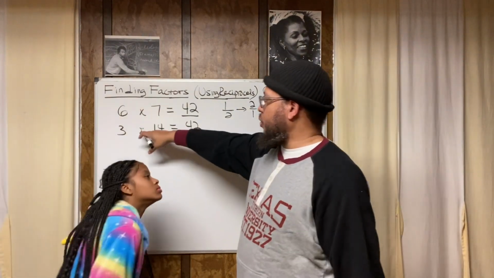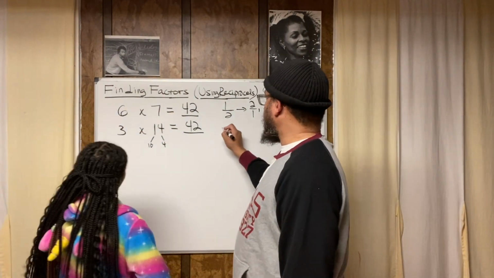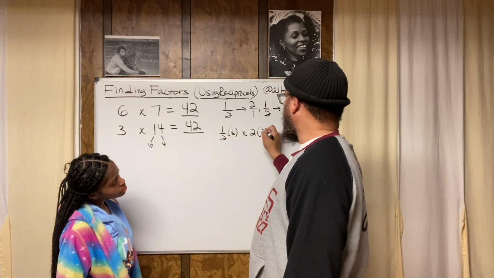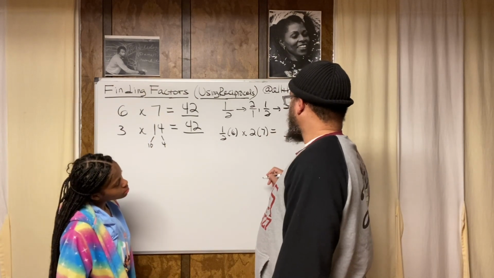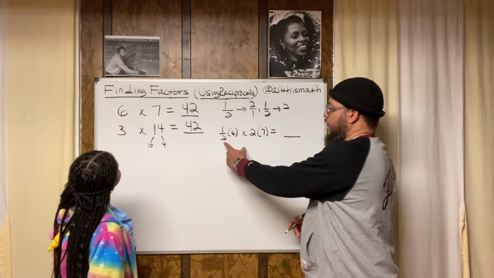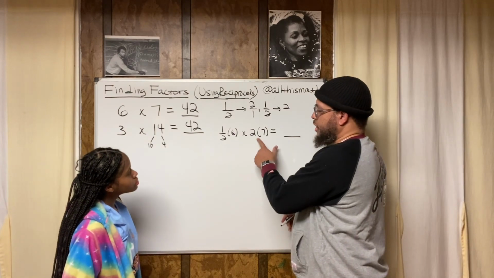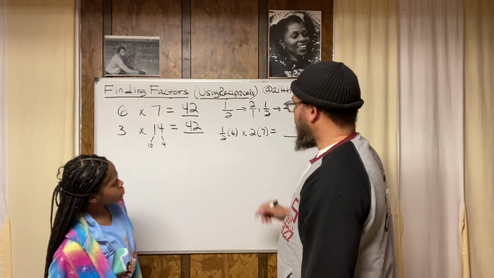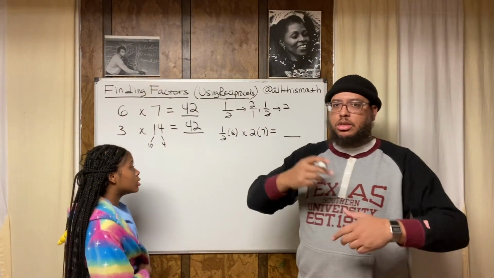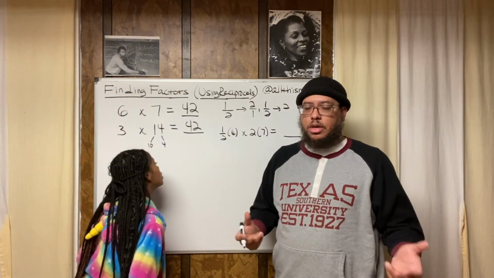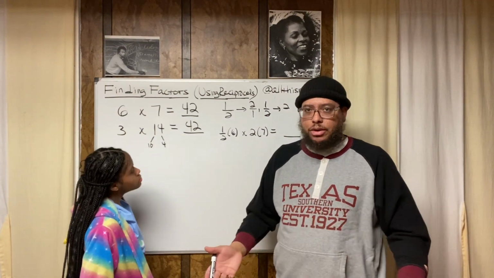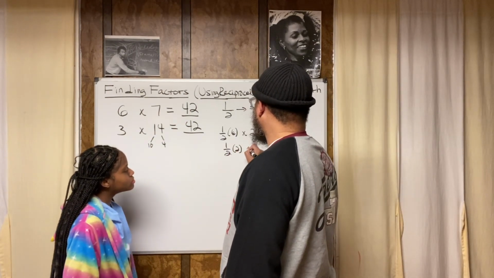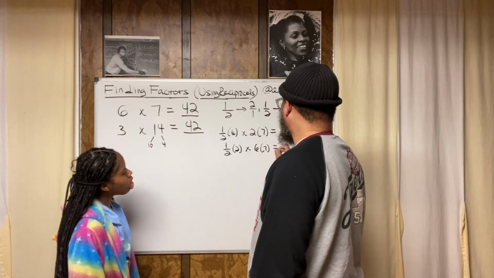Now, this is why this will work. Let's say I did 1/2 times 6 times 2 times 7. If I did 1/2 times 6, I get 3. If I did 2 times 7, I get 14. We already said that 3 times 14 is 42 also. But multiplication is commutative, so the order in which you do the multiplication doesn't matter. So I could rewrite this as 1/2 times 2 times 6 times 7.